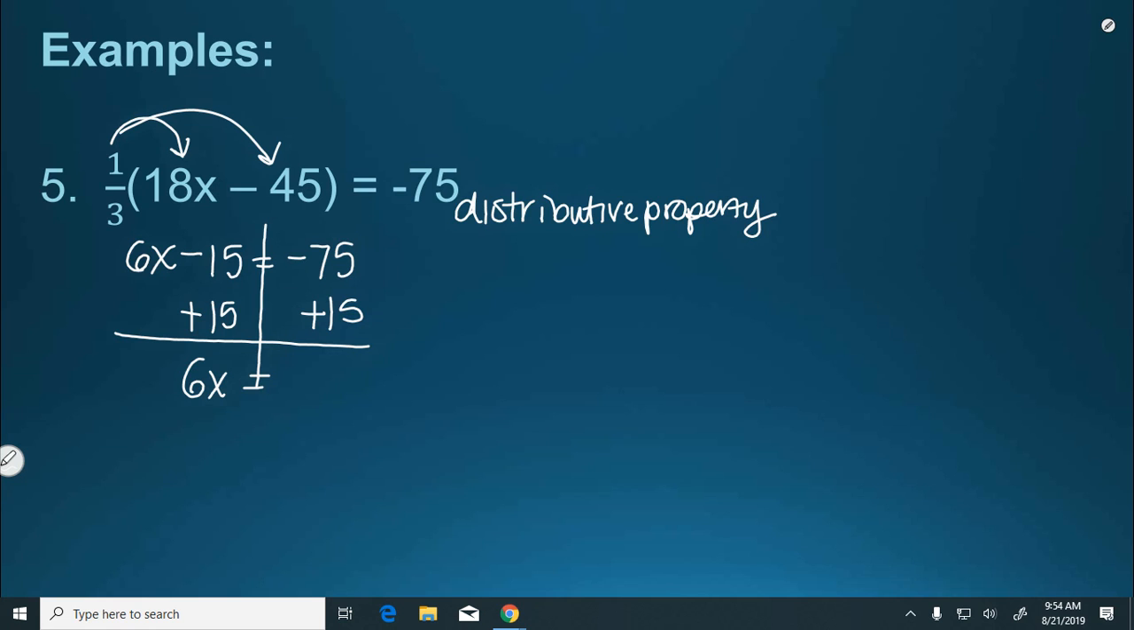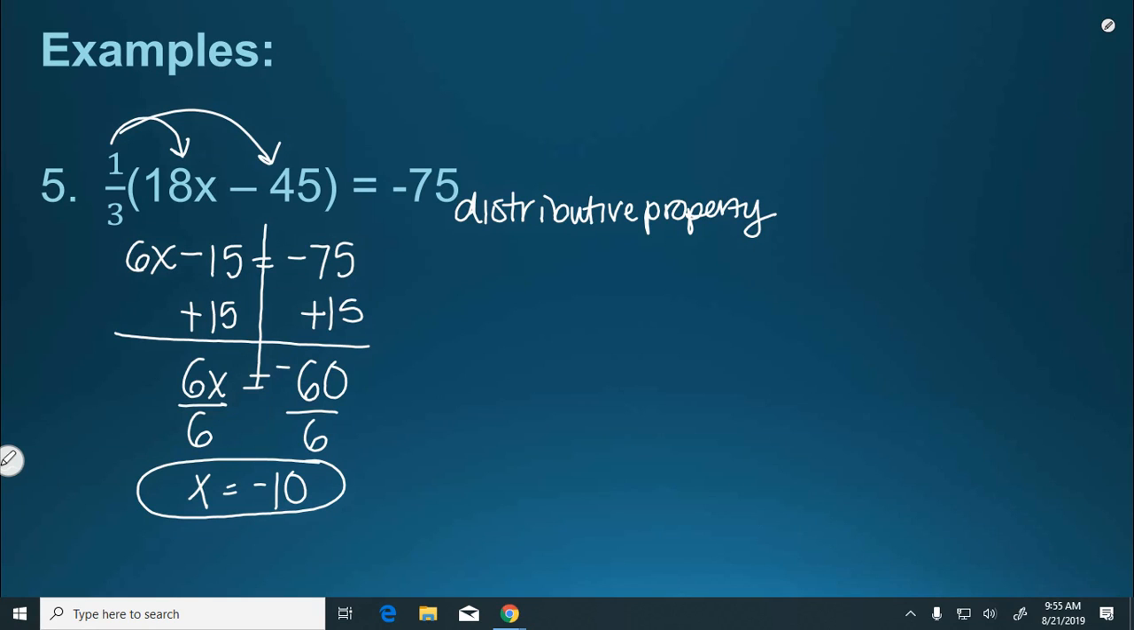When you have negative 75 and you're adding 15, you have different signs. So you're going to calculate the difference. When I say difference, it's like subtracting. So think of it as 75 minus 15, which gives you 60. But since negative 75 is larger, further away from 0, I'm going to keep the negative and make it negative 60. Then I divide by 6, and x equals negative 10, because a negative divided by a positive is a negative.